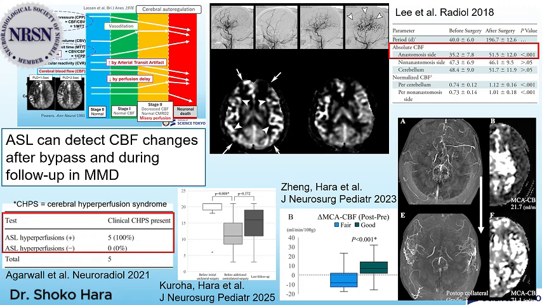Because ASL is completely non-invasive, requiring no contrast agents and no radiation exposure, and can be acquired together with routine MRI, it is an excellent modality, especially for children, pregnant women, and essentially all patients. If you need absolute CVF values comparable to those obtained with PET or SPECT, ASL is not a perfect method. However, it remains useful at every stage, from determining surgical indications to post-operative management and long-term follow-up.